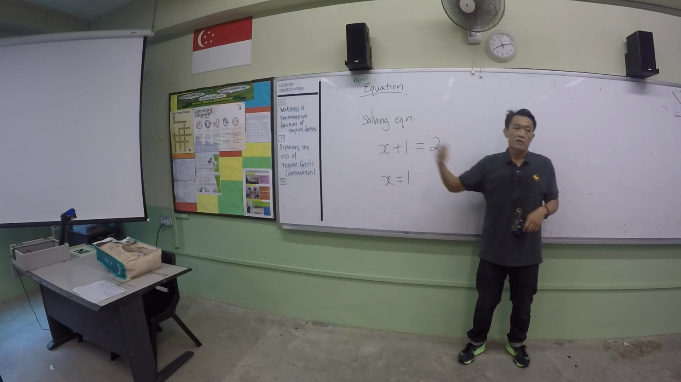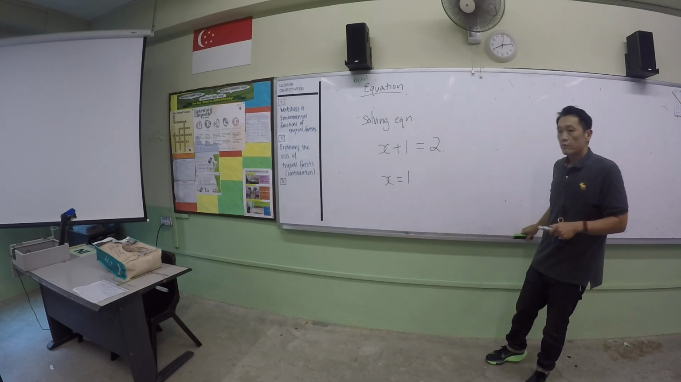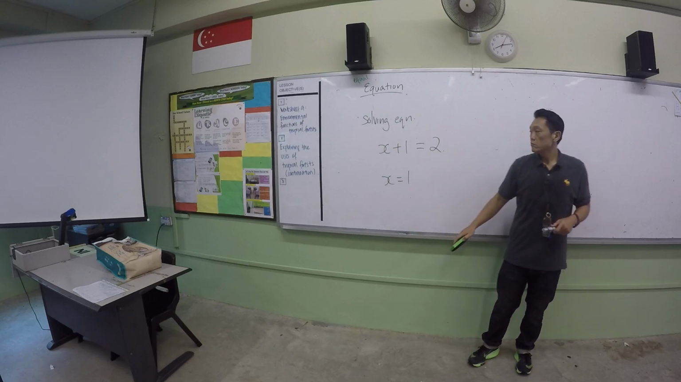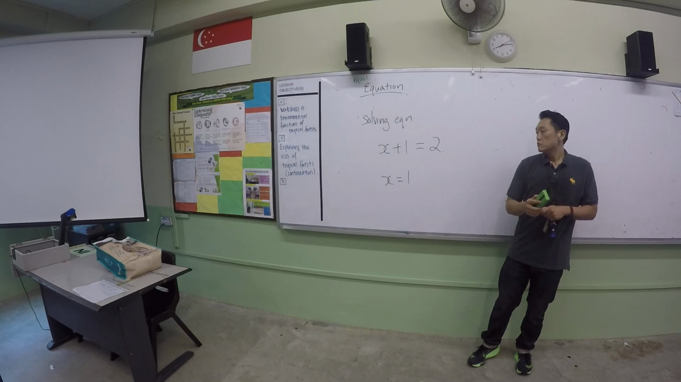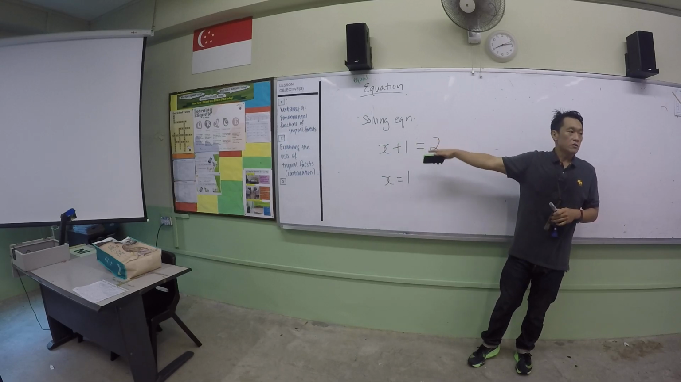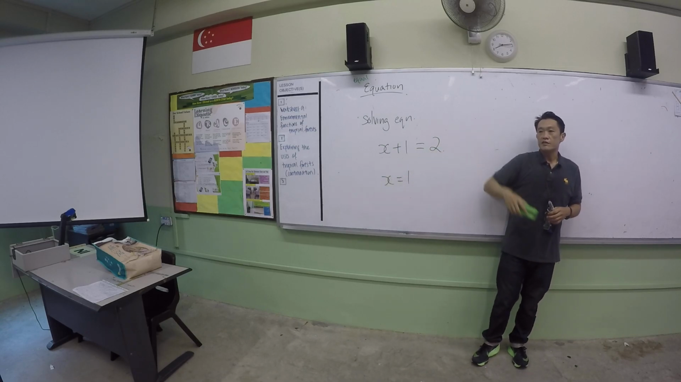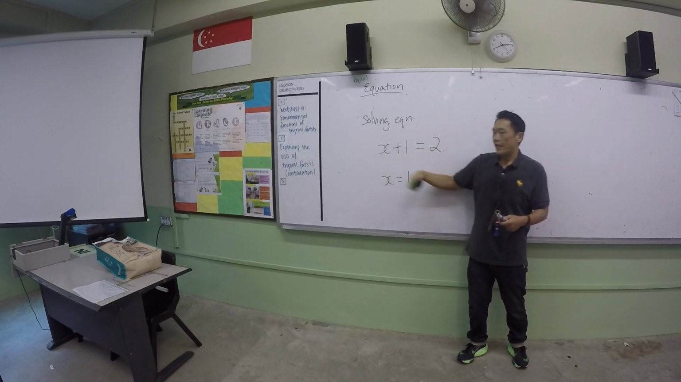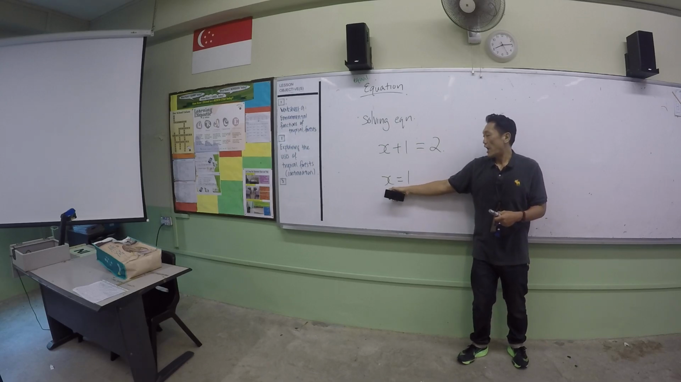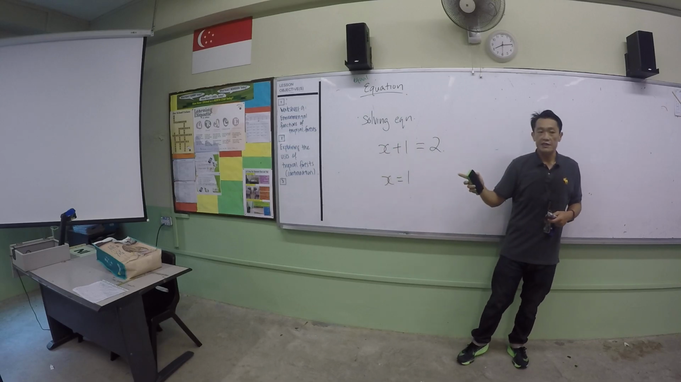So, just by looking, you can know that x must be equal to 1. Okay? Minus 1 plus 1 is 0. If the equation is so simple, then it's okay. Just by looking, I have solved the equation. I have found out what value will make the left and right side the same.